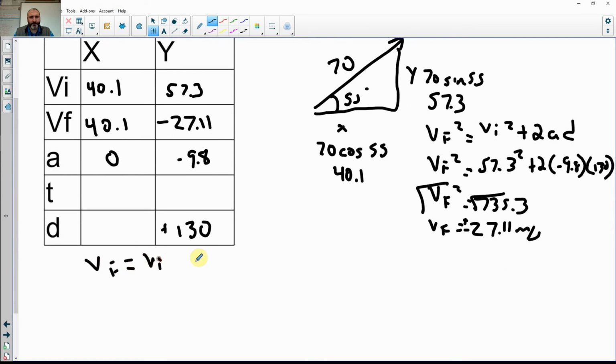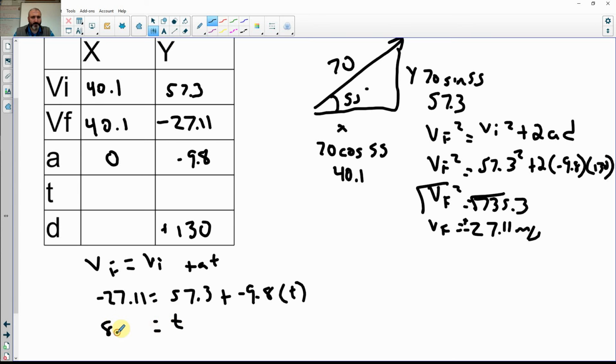Now that we got this, we can do VF equals VI plus AT to find the time. So negative 27.11 equals 57.3 plus negative 9.8 t. We're going to subtract 57.3 from both sides. Minus 57.3. That's going to give us negative 84.41 divided by negative 9.8. We will end up with a time of 8.613 seconds. So I'm just going to round that to 8.6 seconds.